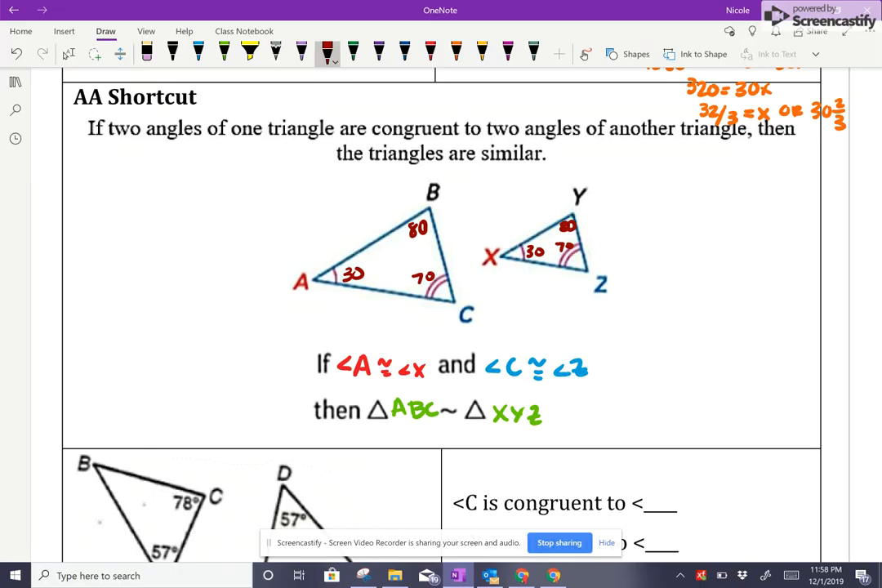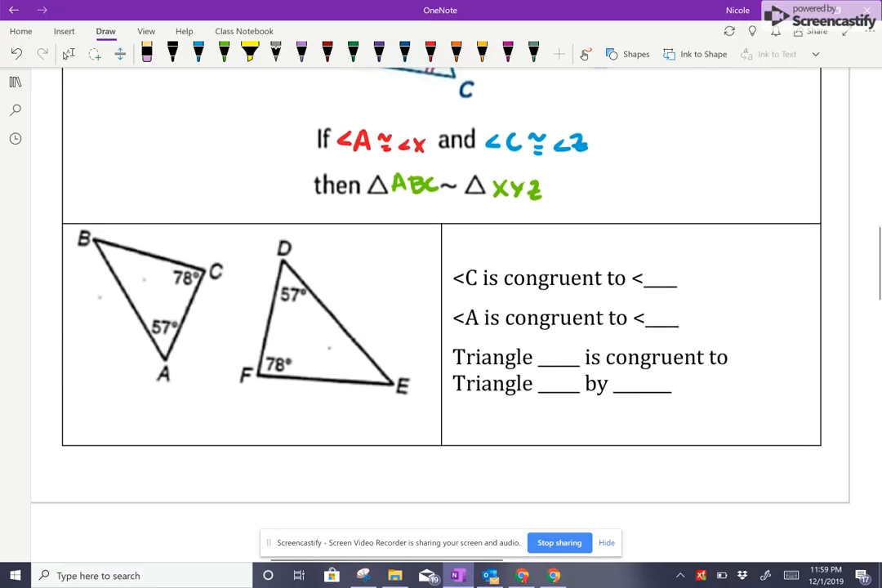So if two of the angles are congruent, that third angle has to be congruent just because of the math of it, since the sum of the triangle has to equal 180 degrees. So the two triangles will be similar. As long as two angles are congruent, then the triangles are similar. All right, so let's look at an example for that.